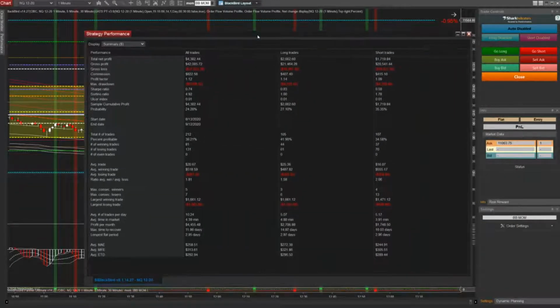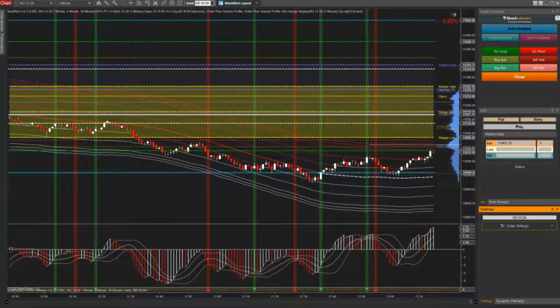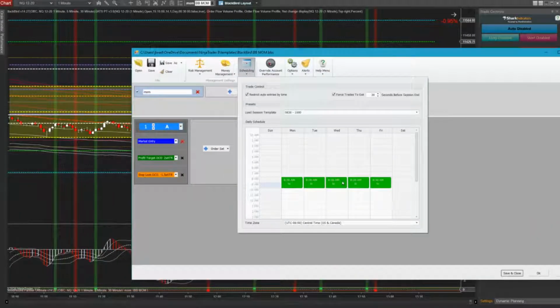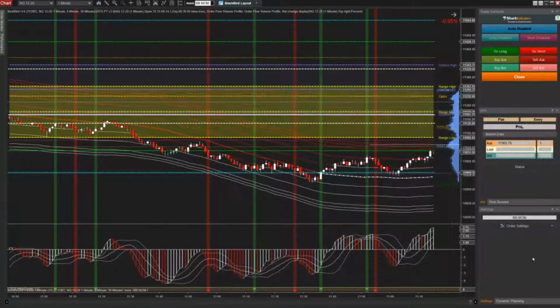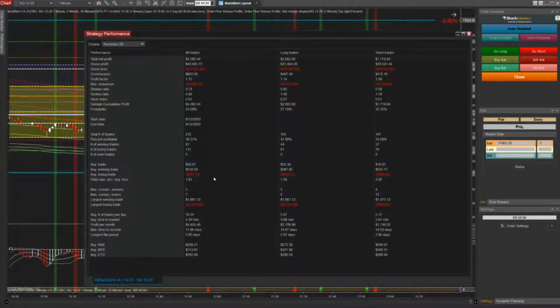And another thing to keep in mind, I'm only running this an hour in the morning, hour and a half, actually 8:30 to 10. So between 8:30 and 10 a.m., that's it. 2 times ATR, 1.5 times ATR stop. Boom. BB mom right there. So the way I have it set up, you can see a positive expectancy, and that's for 30 days.